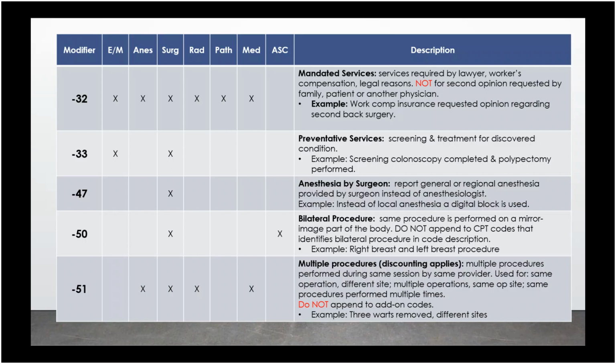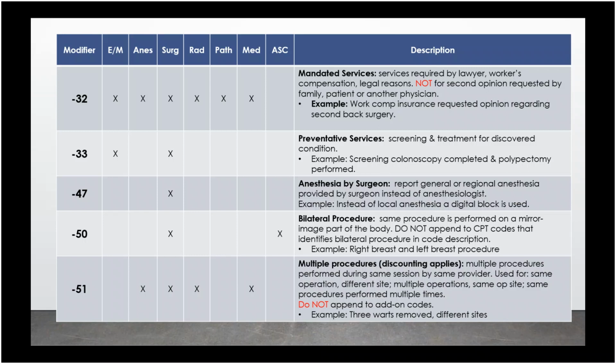47 is on surgery. The anesthesia by surgeon, reported general or regional anesthesia provided by the surgeon instead of the anesthesiologist. Example here, instead of a local anesthetic, a digital block was used. 50, it's going to be surgery and ambulatory surgery centers. That's your bilateral procedures. So you do not append this to CPT codes that identify bilateral procedures. Example is a right breast and a left breast procedure.